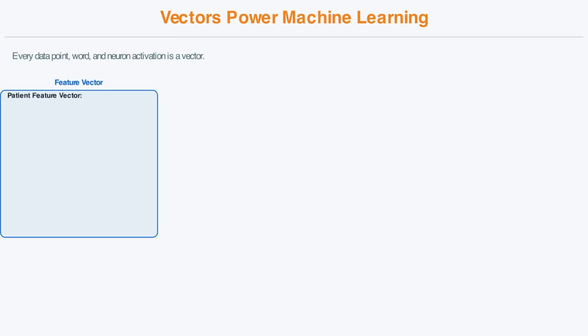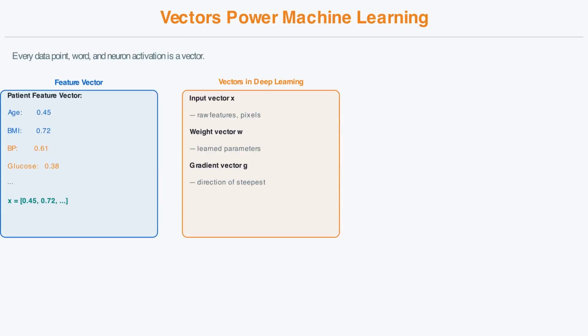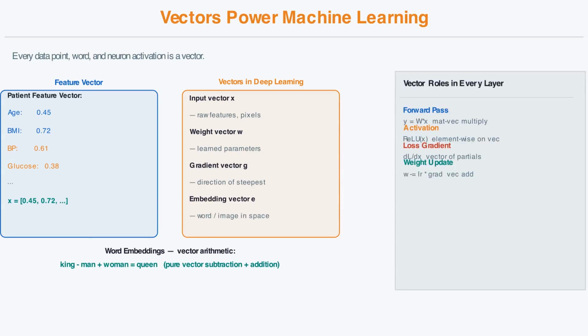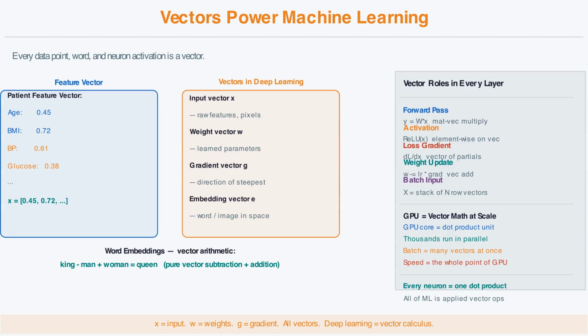Let us make this completely concrete. What does a vector actually look like inside a machine learning system? The input to any neural network is a feature vector. For a patient prediction model, it might be age, BMI, blood pressure, glucose level. Each measurement becomes one component of the vector. That vector is the data point. The weights of one neuron form a weight vector, one weight per input feature. The activation of that neuron is the dot product of the weight vector with the input vector, plus a bias. That is the entire forward computation for one neuron.